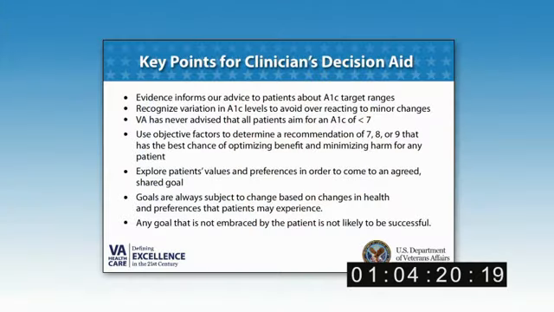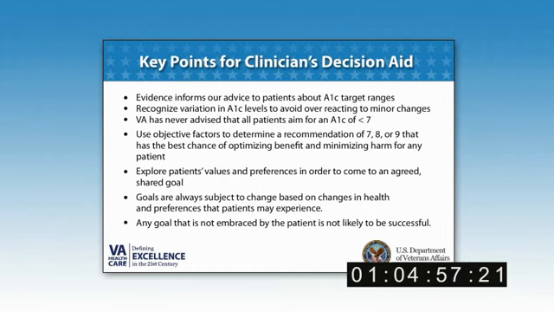1. It is relatively easy to be familiar with the evidence that informs our advice to patients about A1C target ranges. 2. We must recognize the variation in A1C levels in order to avoid overreacting to minor, insignificant changes from one test to the next. 3. VA has never advised that all patients aim for an A1C of less than 7. 4. Using a few simple variables, we can determine a recommendation of 7, 8, or 9 that has the best chance of optimizing benefit and minimizing harm for a patient.